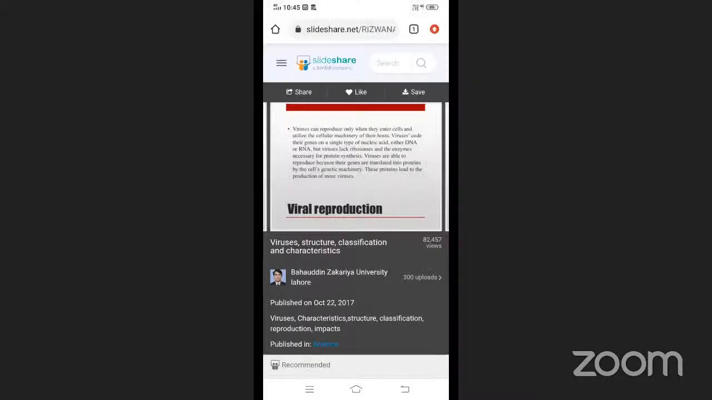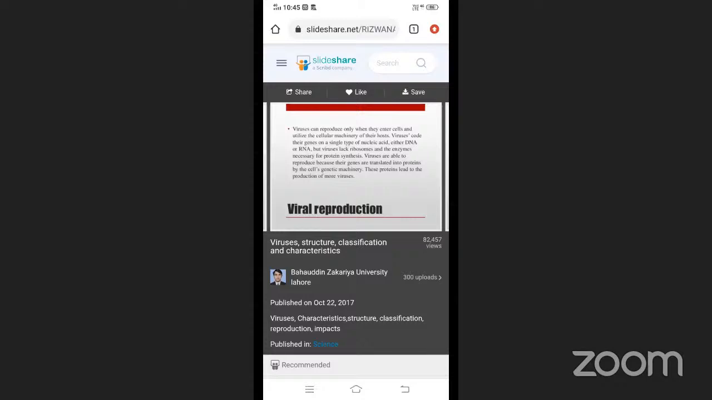The next one is the reproduction of the virus. Okay, so how are they reproduced? We already discussed that the virus can reproduce only in host cells. When they enter the cell, they can control it. All the cell organelles of the host are controlled by the virus. When the virus enters the host cell, all the activities are controlled by the virus only. So the virus mainly dominates the character.